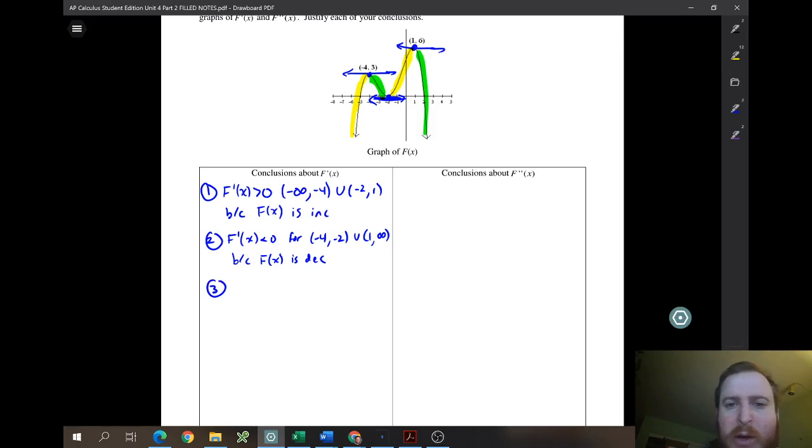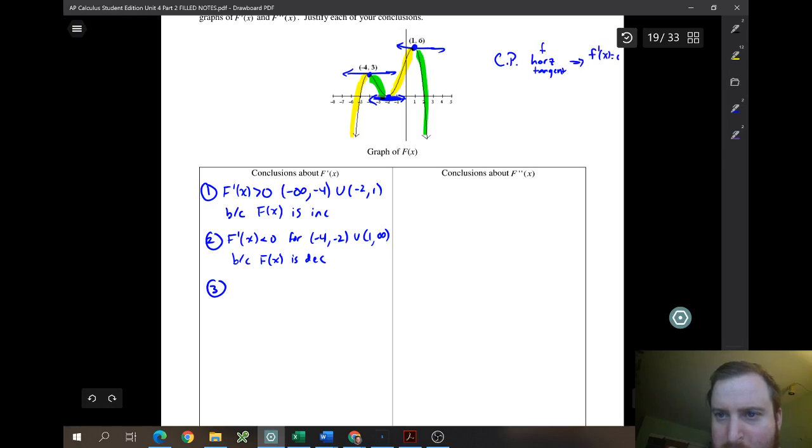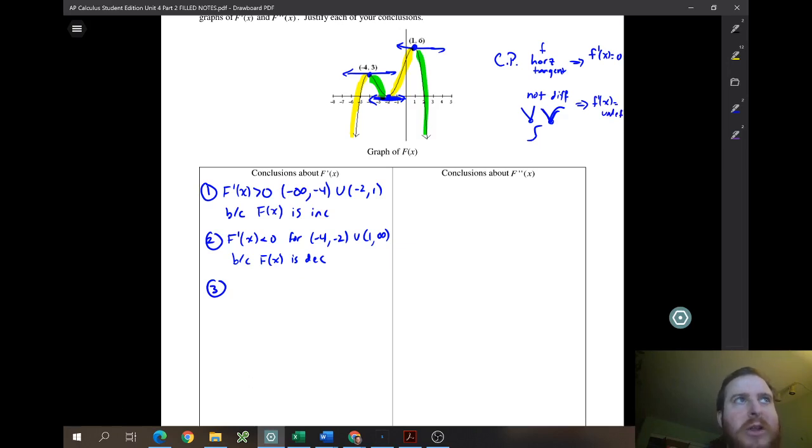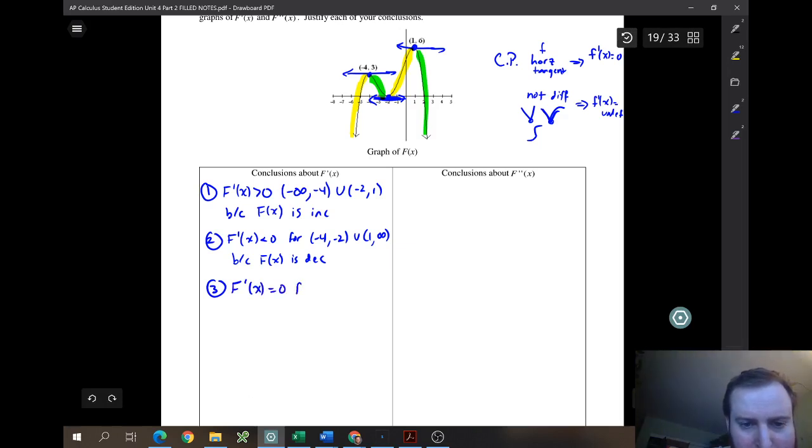When they're horizontal tangents, remember what we want to remember for critical points: if it's a horizontal tangent for f of x, then f prime will be zero. And if it was one of those non-differentiable points, like a corner, a cusp, something that looks more like that, even a vertical tangent, then f prime of x is undefined. But all three of these were horizontal tangents, so they're going to show that f prime of x equals 0. We did the greater than 0, we did the less than 0, now we're going to do the equal to 0. For x equals negative 4, negative 2, and 1, because f of x has a horizontal tangent at those points.